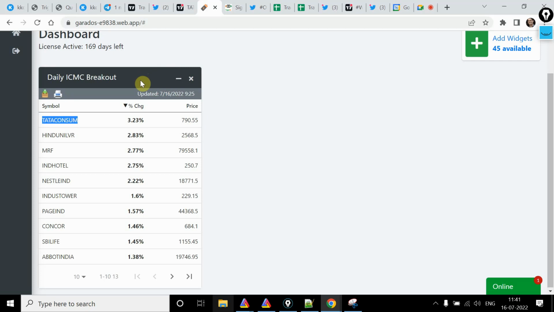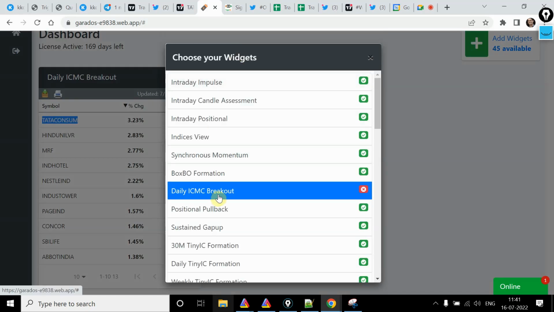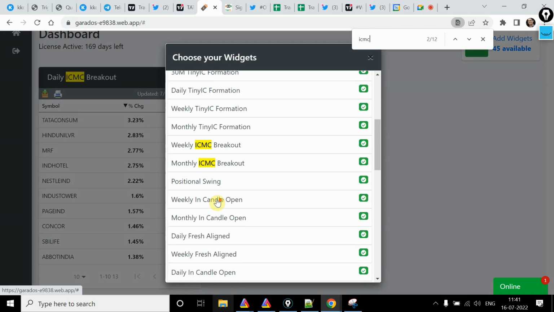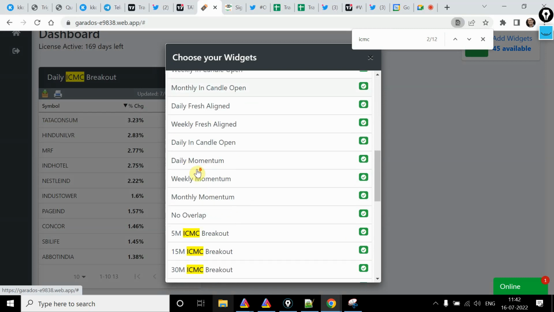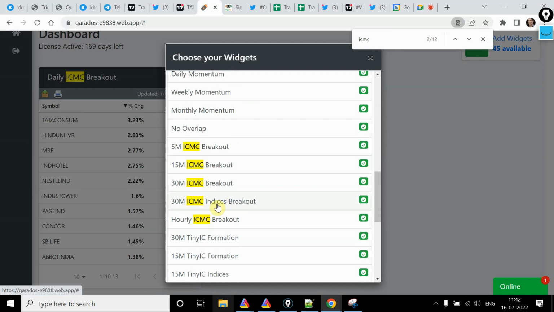And if you see the same thing at 9:20, you will see which stocks are getting into this particular bucket of daily ICMC breakout. Can you change the time frame also, or is it available only for daily? No, we can add. It is available. For example, if you search ICMC over here, you will see weekly, monthly, daily. Then you have 5 minutes, 15 minutes, 30 minutes. Then you have indices breakout, hourly breakout.